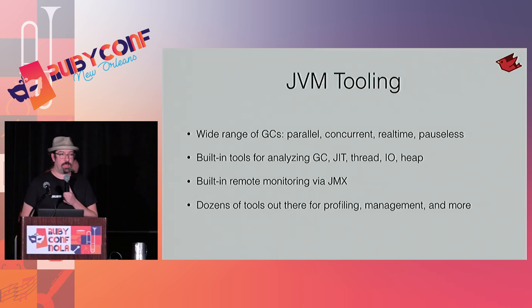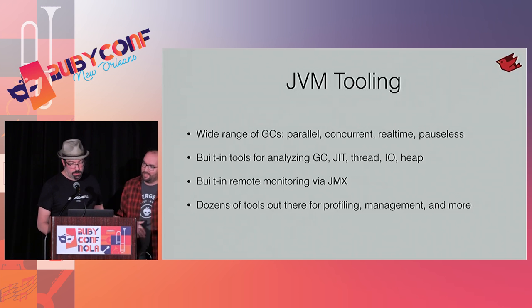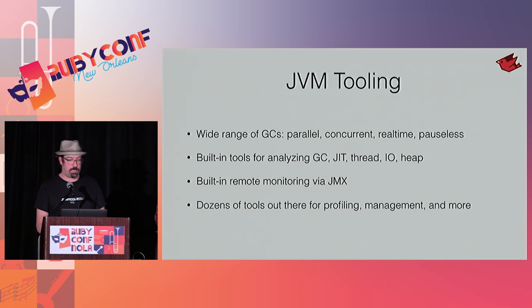All right, so the other things that we get from the JVM, of course, we've got GCs and JITs and whatnot, but we also have some excellent tools that we can use. So, for example, we have parallel GCs. We have GCs that run concurrent with your application. We have real-time GCs, tools for analyzing the JIT, watching the heap, looking for memory leaks, and so on.